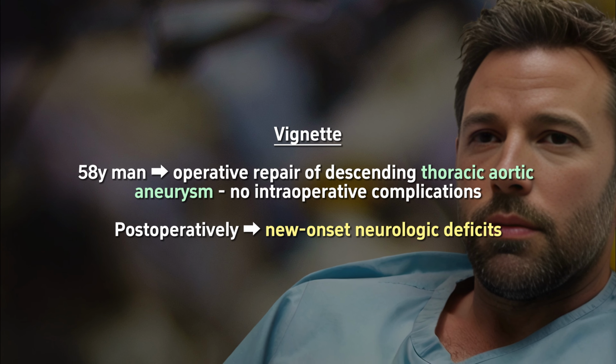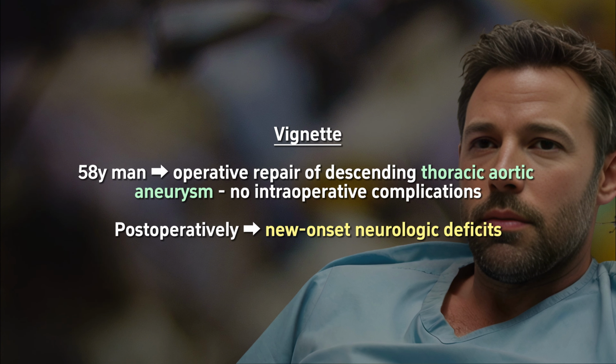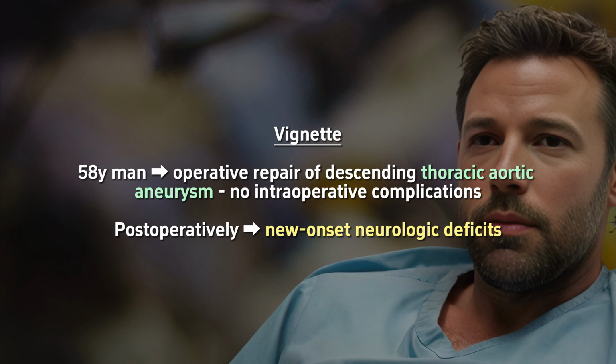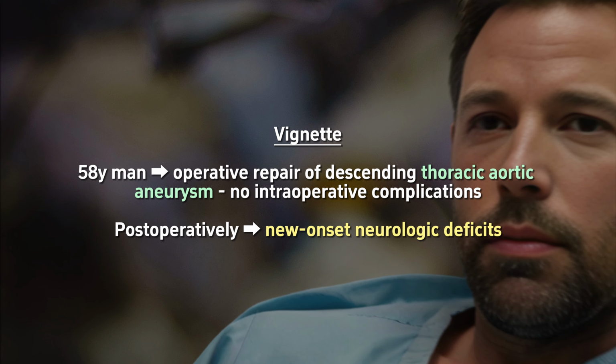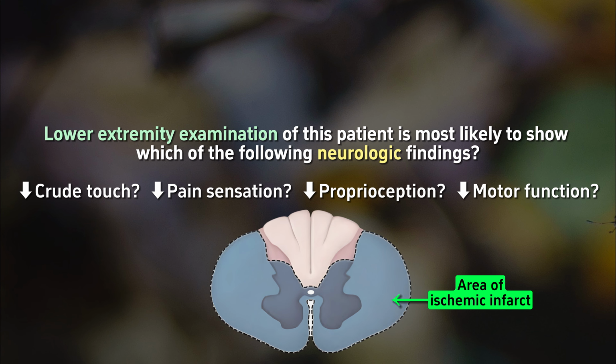A 58-year-old man undergoes operative repair of a descending thoracic aortic aneurysm. There are no intraoperative complications, but postoperatively the patient is found to have new-onset neurologic deficits. Imaging of the brain is normal, but MRI of the lower thoracic spinal cord reveals ischemic infarct of the areas shown in the exhibit below. Lower extremity examination of this patient is most likely to show which of the following neurologic findings?